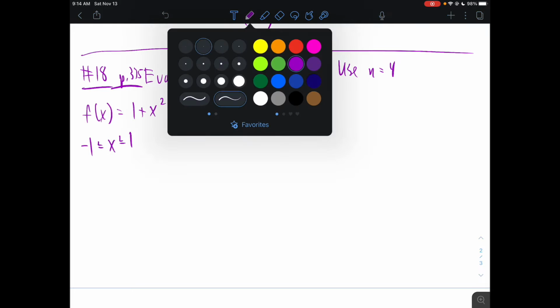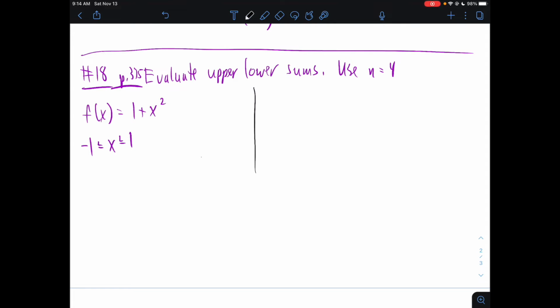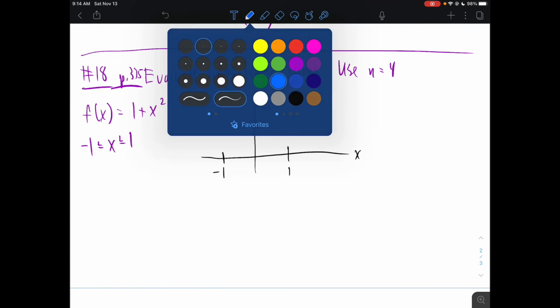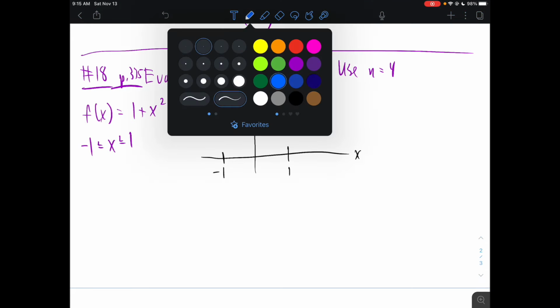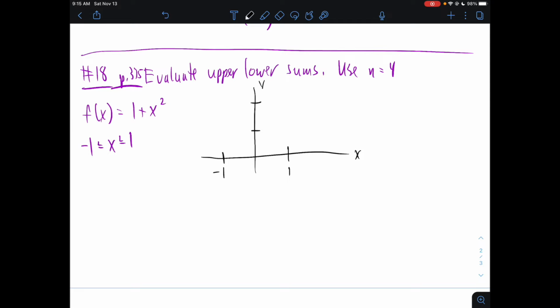So first I'm going to draw just a little sketch. This is a parabola. I could just plug in the numbers -1, 0, and 1 for x. So for example, at x equal -1, the value of the function is going to be 1 plus 1, which is 2, because -1 squared is 1, and 1 plus 1 is 2. At x equals 0, I get 1 plus 0, which is 1. And at x equal 1, I get 1 plus 1 squared, which is 2 again. So as we expect, we get a part of a parabola that's opening up.